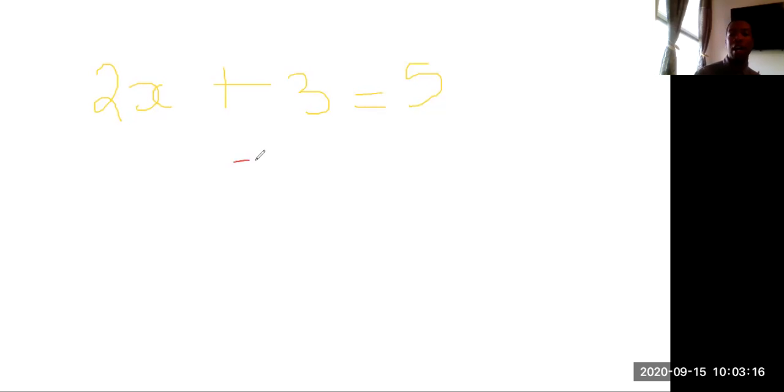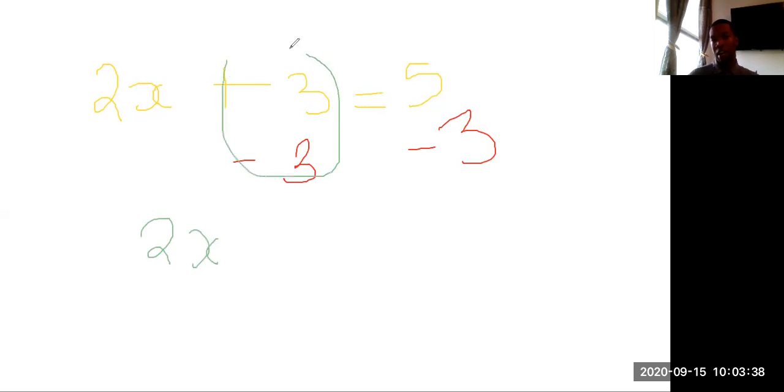And how do I do that? I have to subtract 3. And whatever I do on one side, I have to do on the other side. Keep in mind I didn't put minus 3 under here because that's not what I'm trying to get rid of. I'm trying to get rid of the 3, so I didn't put the minus 3 over here. So now I'm left with 2x, this is 0 right here, so I don't have to put that in, is equal to 5 minus 3, which is 2.